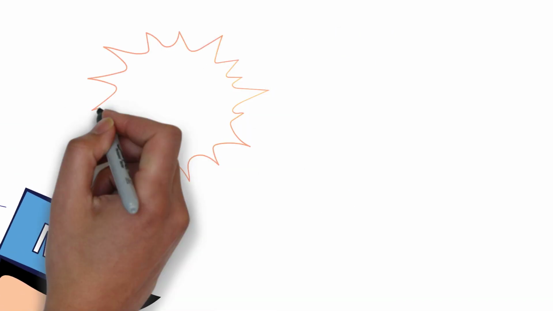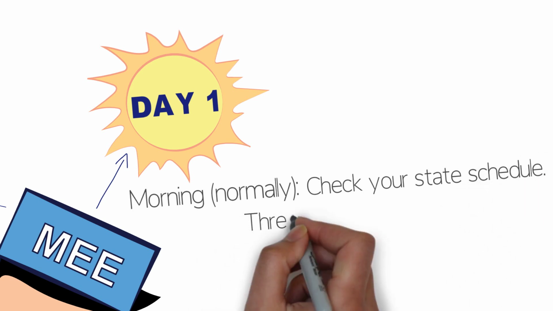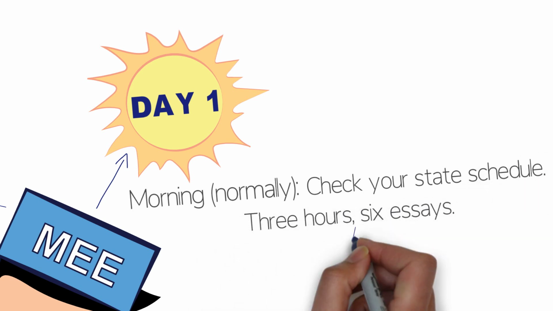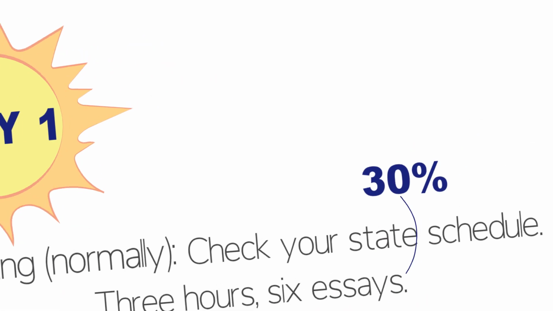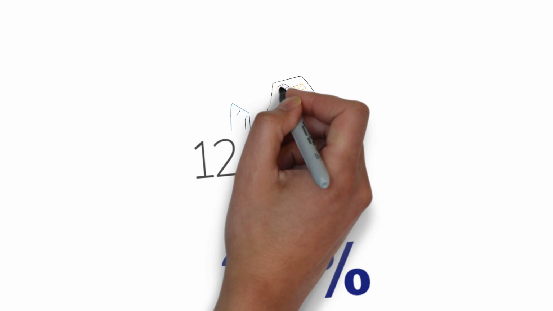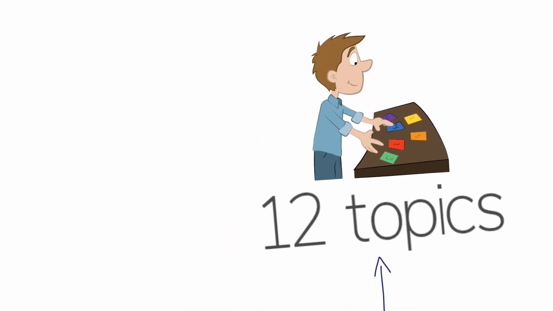Just as a quick review, the MEE is normally on the first part of the first day of the bar exam, but your state could swap it with the MPT in the afternoon, so double check your state's schedule. You have 3 hours to write 6 essays. That makes for about 30 minutes per essay. The 6 essays account for 30% of your total UBE score. 12 topics are fair game, and you won't know which will actually pop up. Almost any combo is possible, which leads us to tip number 1.